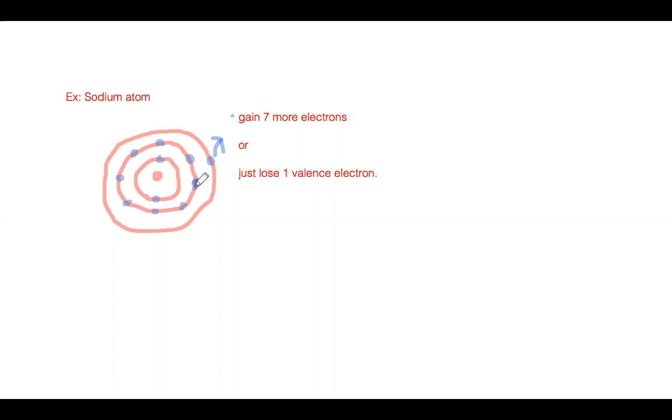So which one is easy? Now we have to decide which one is easy. Whether gaining 7 electrons or just losing 1 electron. Like if I ask you to reach the destination, you have 2 paths. One path you have to walk 7 miles. The other path you have to walk just 1 mile to reach the destination. Which one would you choose?